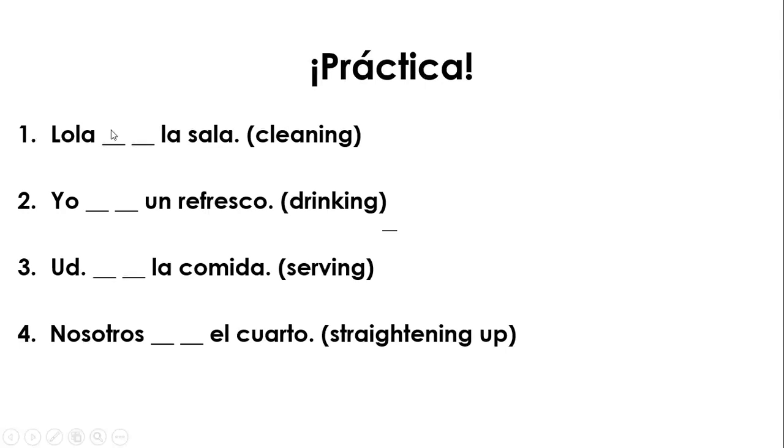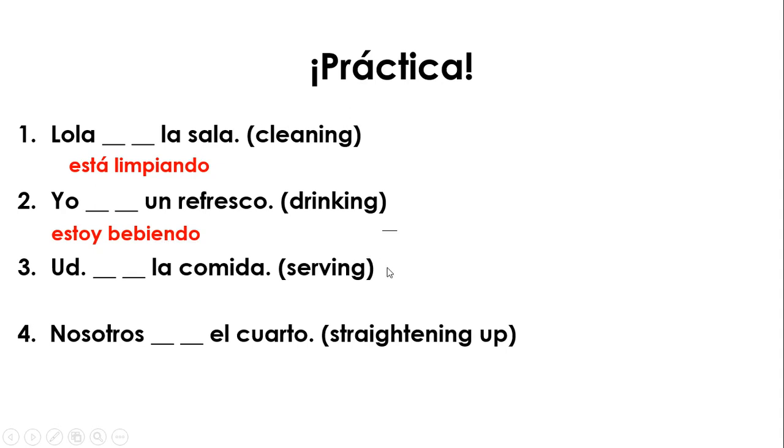So, first blank, we should know this one, form of estar, that would go with Lola. Our verb to clean is limpiar. It's an AR verb. Take off the AR, put ando at the end. That'll get us está limpiando. Yo, we've got an easy form of estar there. And we should all know the verb to drink, beber. So when we put it all together, we have estoy bebiendo. Don't forget it's I-E-N-D-O.